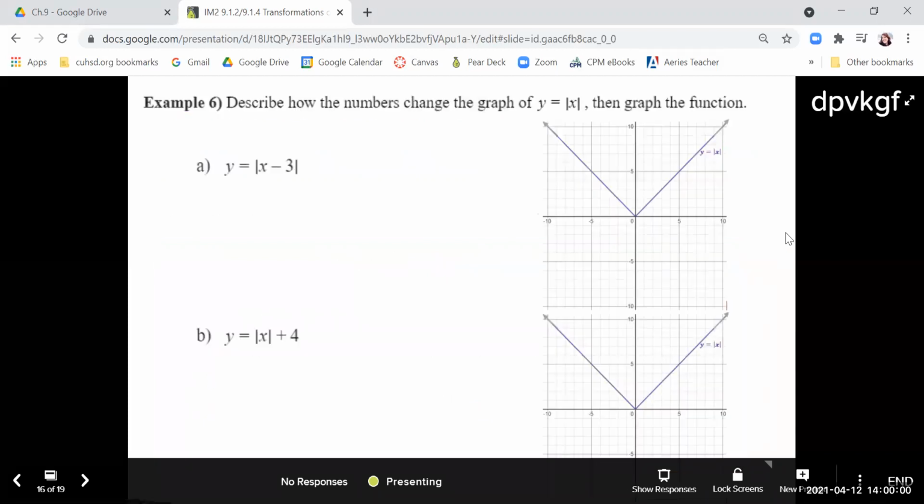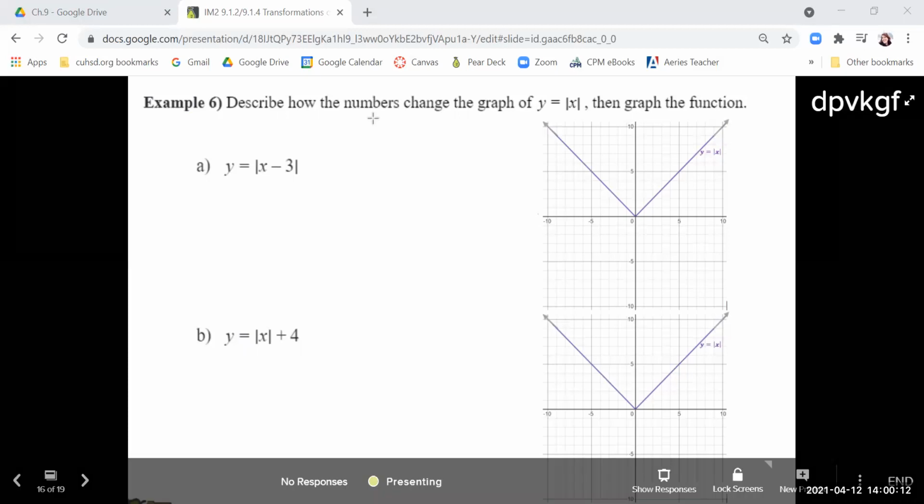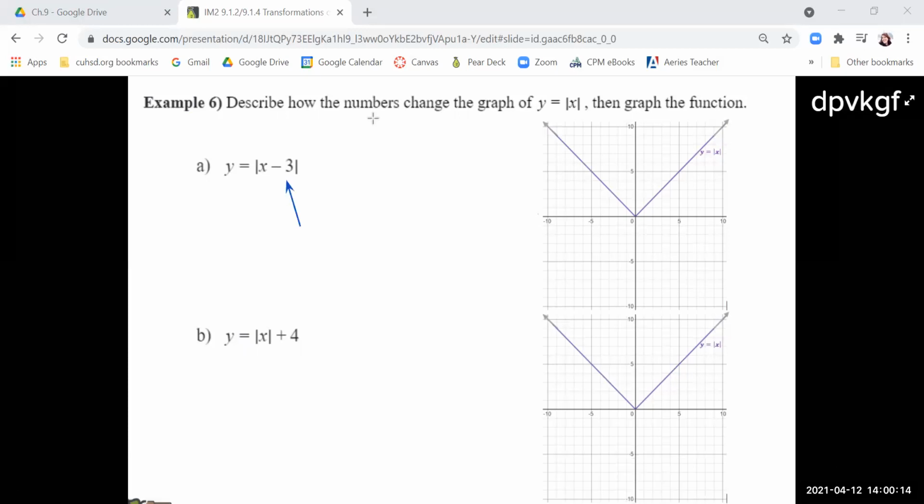All right, so here we go. You can see how we have the parent function now graphed on both of these, and we're going to do some transforming of each of these graphs. In part A, we have an H value adjusted. Remember, it's the opposite of what you see. So we have H equals 3 here, +3, which means that it's a horizontal shift, a translation right 3 units.